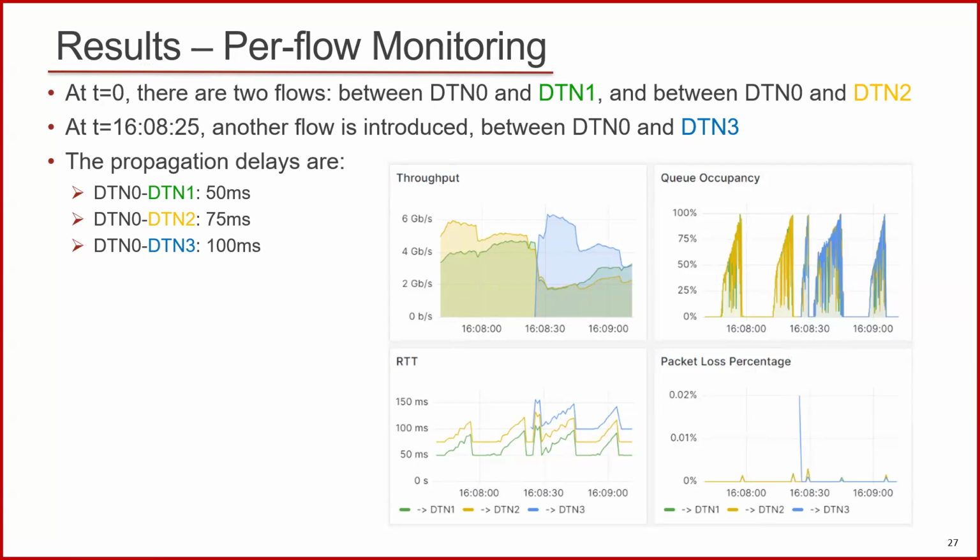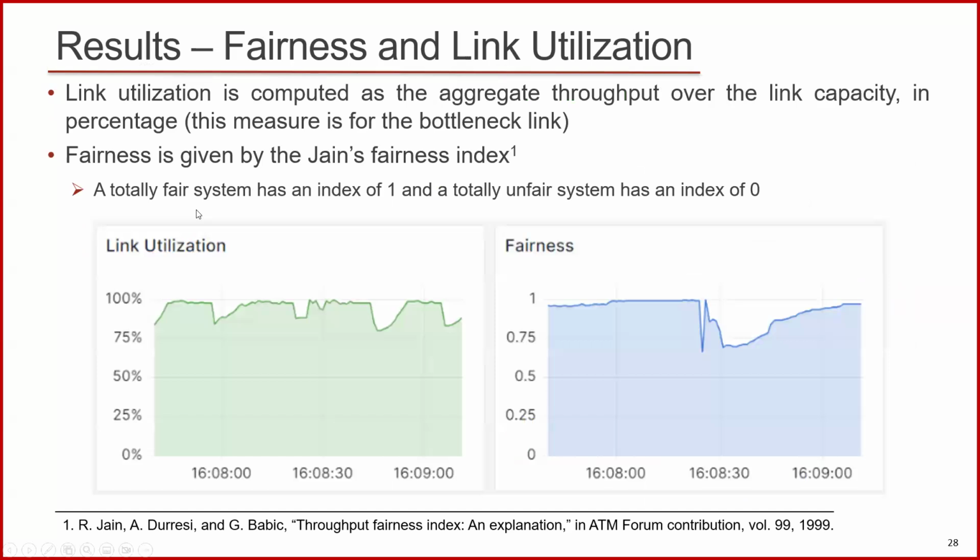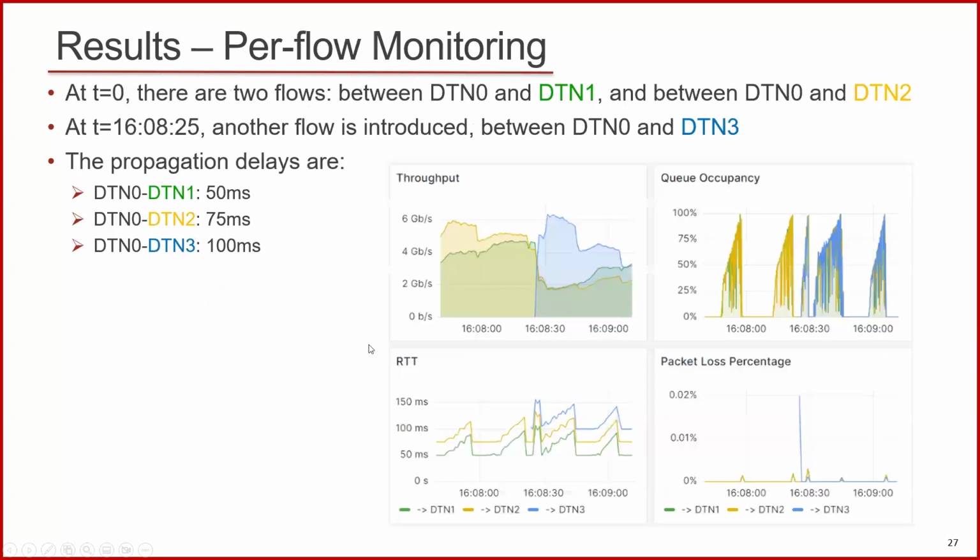Besides calculating such metrics, we can get the fairness and the link utilization. We can calculate them in the control plane. So the graph here shows the link utilization and the fairness of the same experiment we had in the slide before. You can see that the link utilization is almost 100% most of the time. The only time it's not 100% is when we have packet losses that are caused by the queue. For example, here, the link utilization is not 100% because we had a packet loss, as shown here.